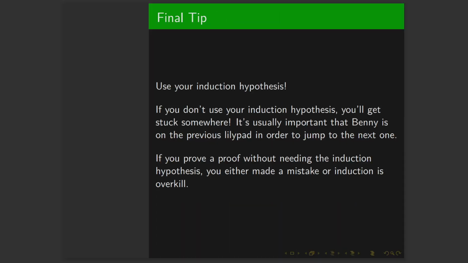So here's the final tip. Whenever you're doing an induction proof, you always need to use your induction hypothesis. This is the thing that we assume for our arbitrary number, the fact that Benny can reach the lily pad k. We'll need this somewhere because we need to know where we are to jump to the next step. And if you don't ever need to use your induction hypothesis, then either you're going to get stuck somewhere or you went overkill because you actually don't need to use induction at all. You could just prove it directly.